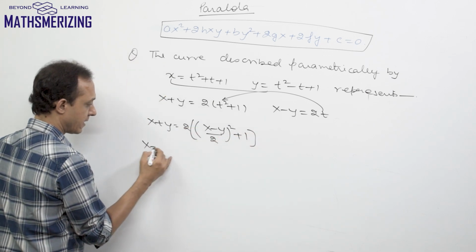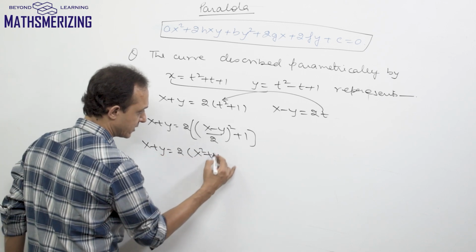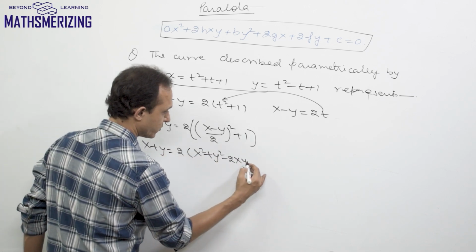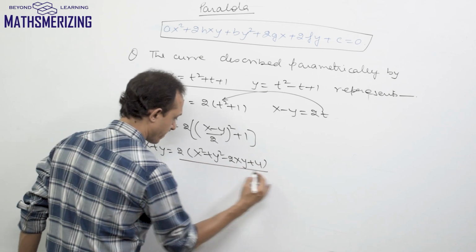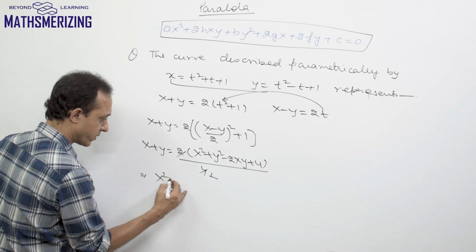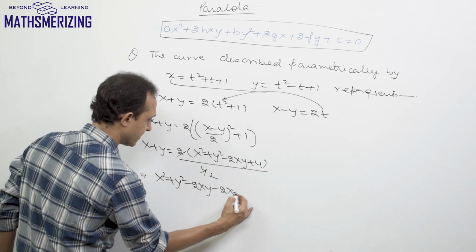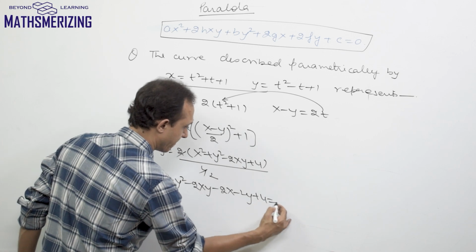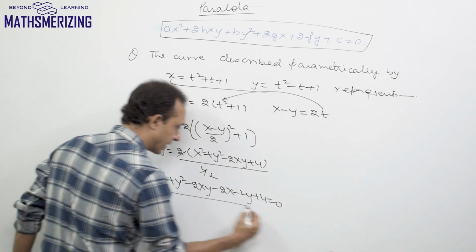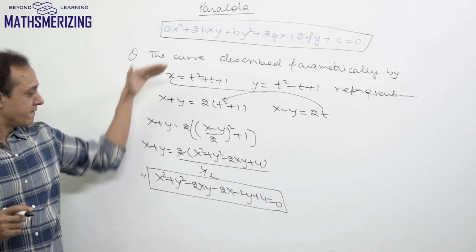So I can write it as x plus y, and this is 2, and will be x square plus y square minus 2xy plus 4 upon 4. So I'll cancel this 2. So I'll write it as x square plus y square minus 2xy minus 2x minus 2y plus 4 equals 0. So that is the general equation of this curve.